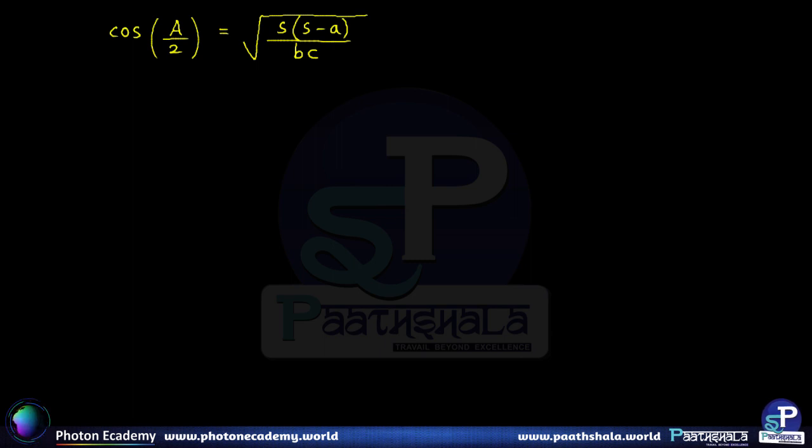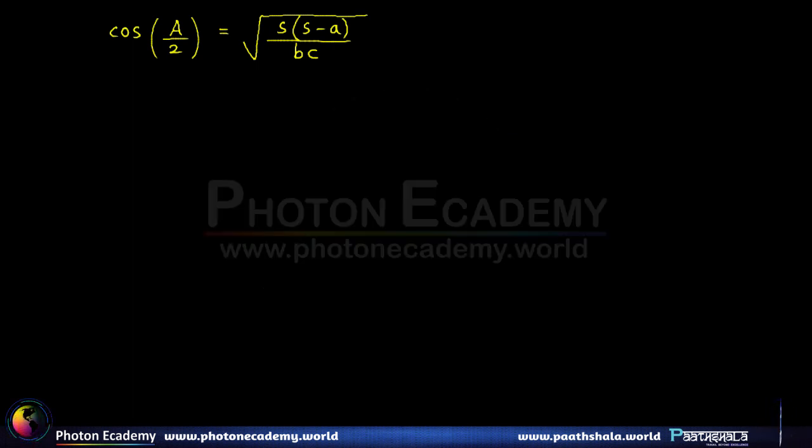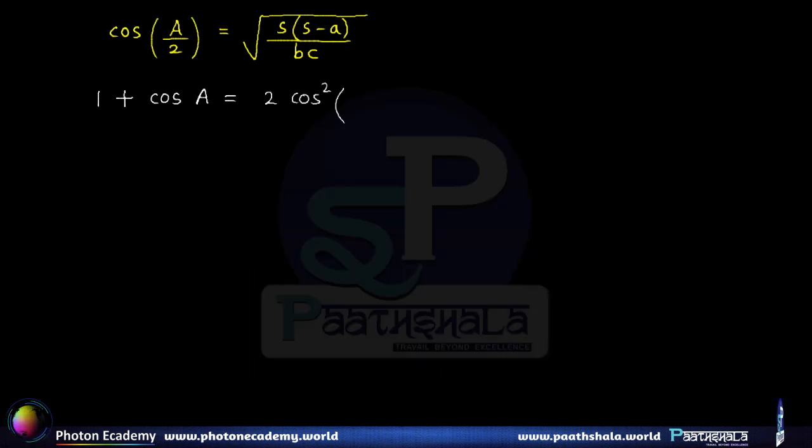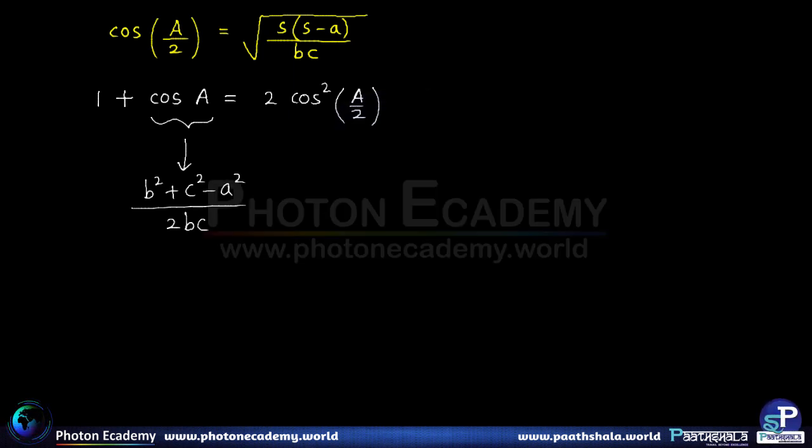Now the procedure to prove this is almost similar to the previous one, but with a minute change that instead of writing 1 minus cos A, here we write 1 plus cos A is equal to 2 cos square A by 2, and we go on simplifying exactly in a similar way. Now we replace cos A with (b square plus c square minus a square) upon 2bc and adjust all the further terms so that finally we get the required square root. Right? The rest of the procedure is exactly similar to the previous one.